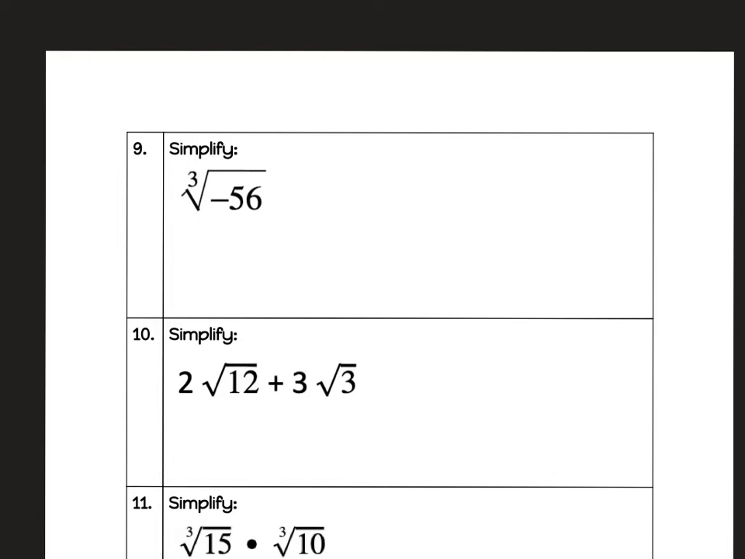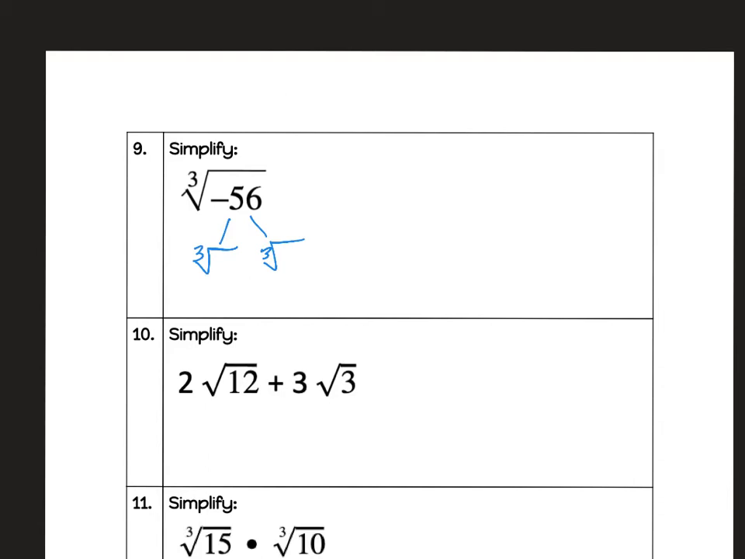3 cubed is 27. Let's see if 56 can be divided by 27. It cannot. 4 cubed is 64. Okay, so I guess we're going to have to work with 8. So what I want you to do is make sure when you draw your radical sign that you put the little 3 since we're dealing with cube.